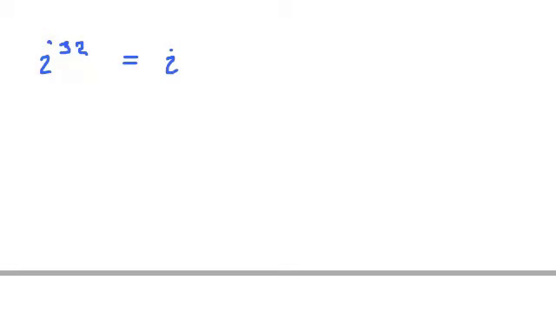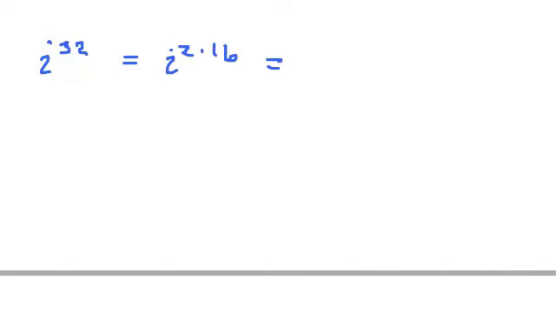Okay, 32, let's see, 16 times 2 is 32. I don't know, we'll look at that. So let's do 2 here, times 16. Okay, 2 times 16, yeah.